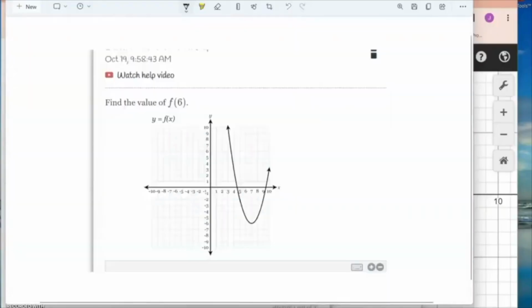All right, so this is f of what? F of what letter is this? X, which means this is x, right? So when x is 6, what is y? So I go to when x is equal to 6, right?